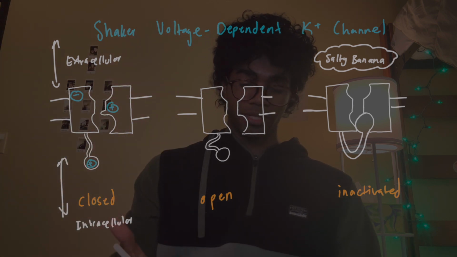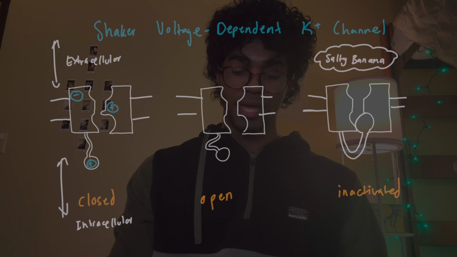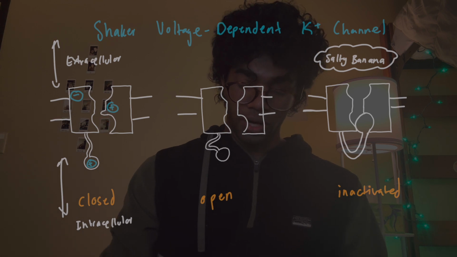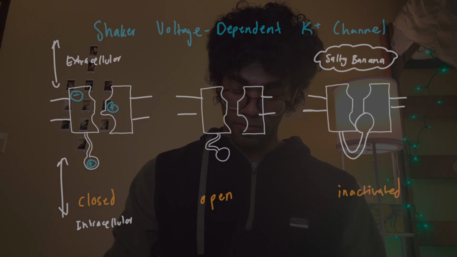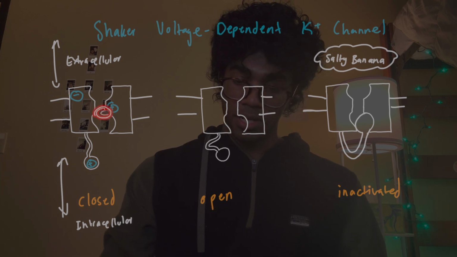So this is when something is closed. You are at basically resting potential, and you have this little guy pointing out right here, which is why it is closed. It's really hard to differentiate why it's closed versus open, because a lot of people tend to forget that this guy is here.